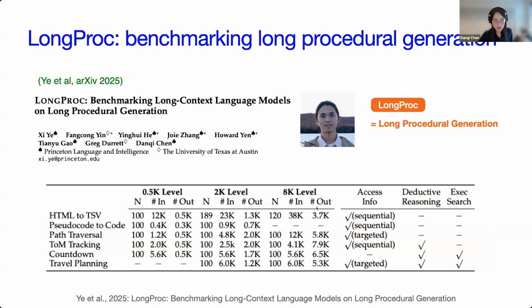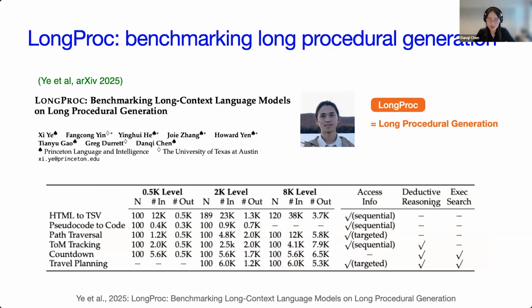So here are basically the 6 tasks we include in this LongProc benchmark. As you can see here, we designed 3 levels of difficulty at the output length of 500 tokens, 2,000 tokens, and 8,000 tokens. And the 6 tasks that I'm going to talk about later.